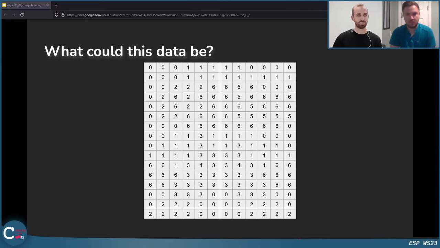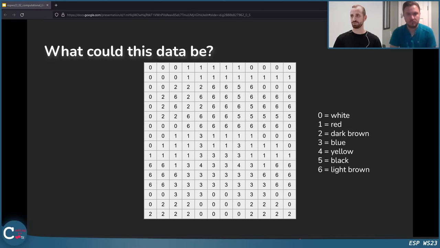So let's bring it into a two-dimensional format. It's the same values, only in a two-dimensional format now. A bitmap, yeah, that's very technical. Pixel values, that sounds good.